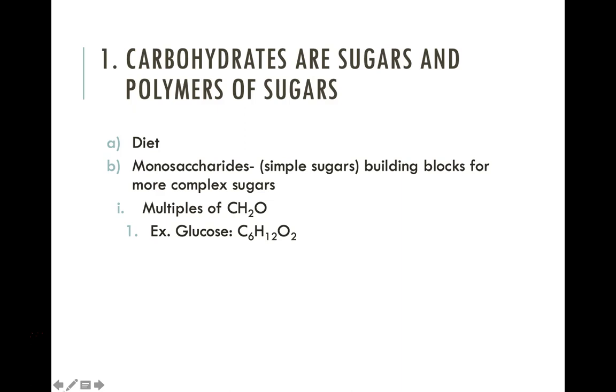Your monosaccharides always come in multiples of sort of a single carbon unit. That's a carbon and an oxygen and two hydrogens. So if you look at glucose there, glucose is C6H12O6, which means it's made up of 6 carbon atoms, 12 hydrogen, and 6 oxygen. All of your monosaccharides are going to be a multiple of that basic CH2O structure.